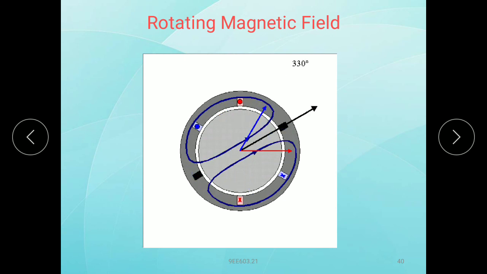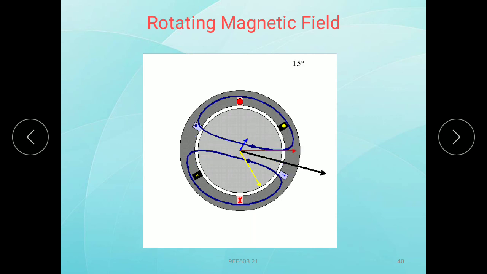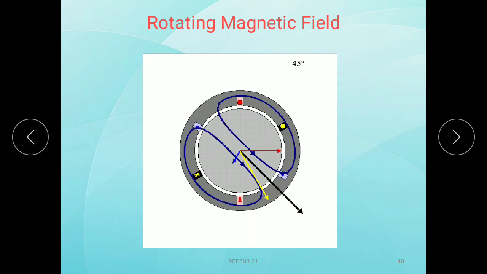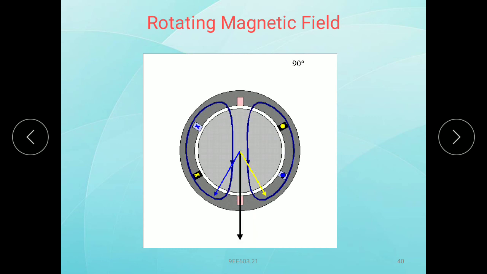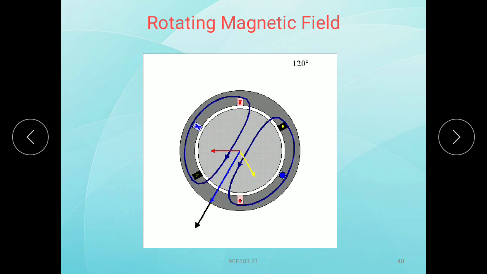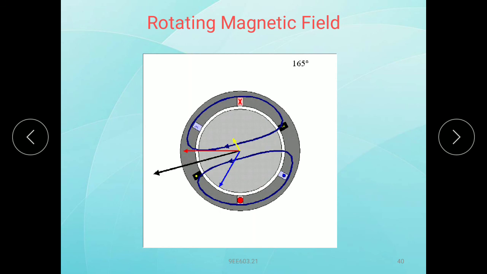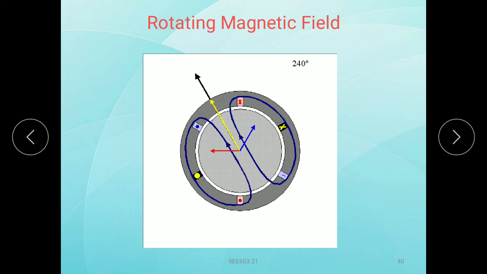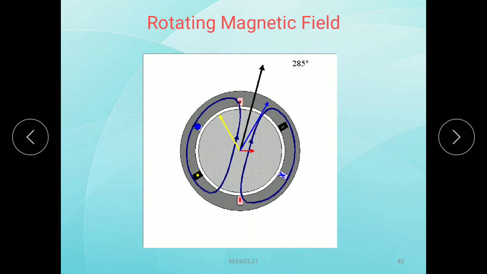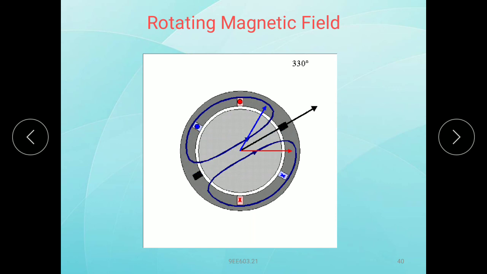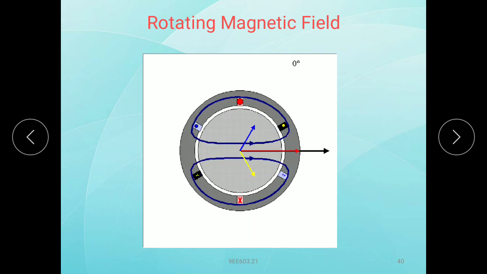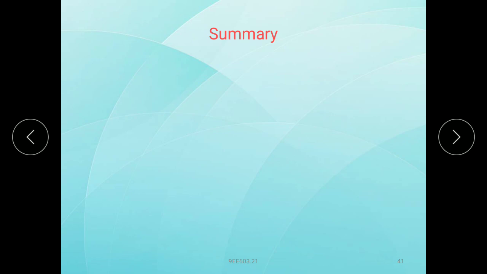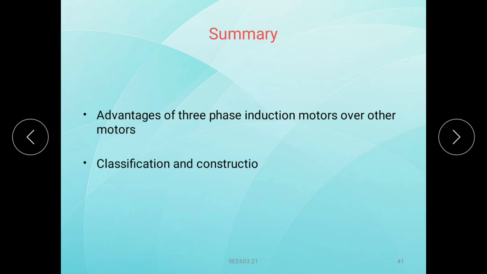Observe this one: 0 degrees, 15, 30, 45, 60, 75, 90, 105, 120, 135, 150, 165, 180, 195, 210, 225, 240, 255, 270, 285, 300, 315, 330, 345, 0 or 360. This is about the advantages of three-phase induction motors over other motors, classification and construction.